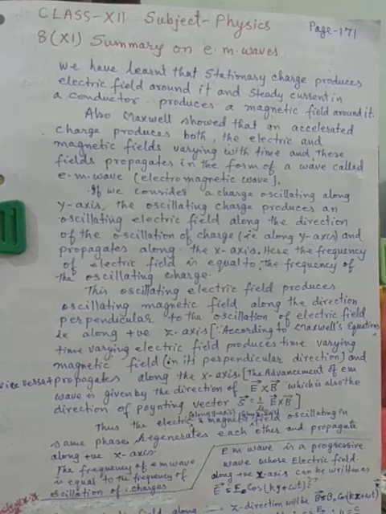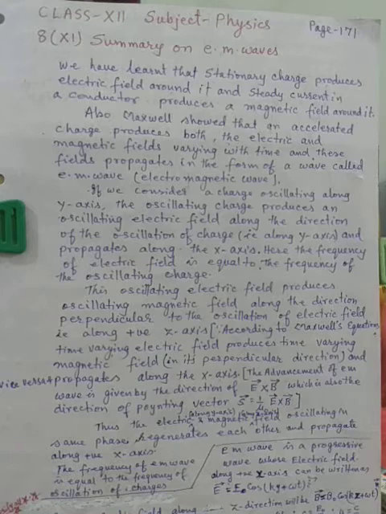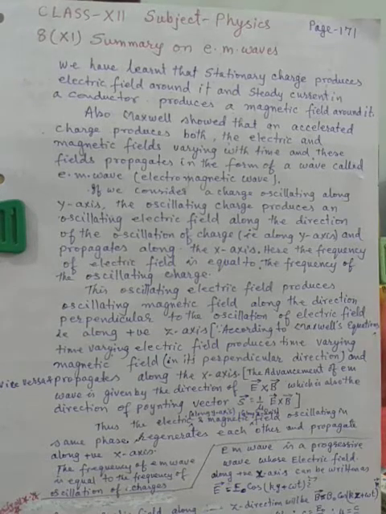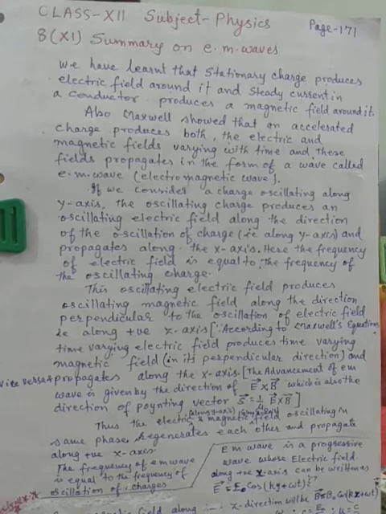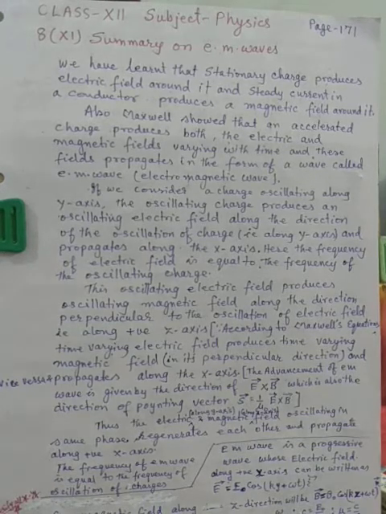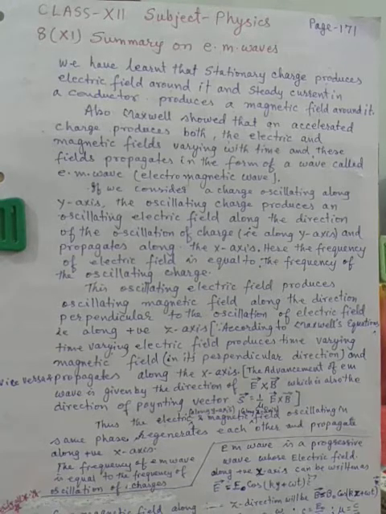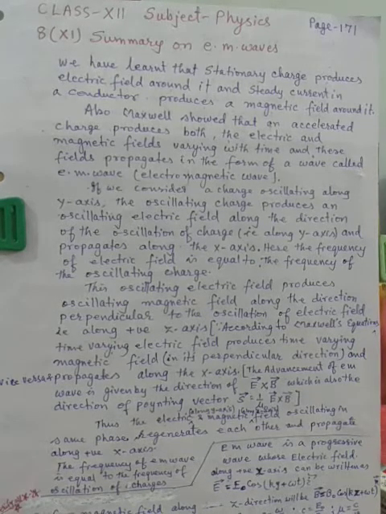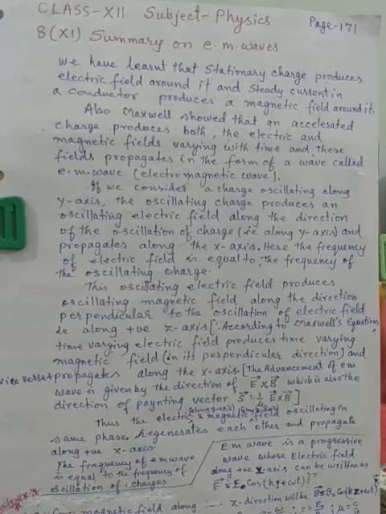Dear students, we have learned that a stationary charge produces an electric field around it and a steady current in a conductor produces a magnetic field around it. Also, Maxwell showed that an accelerated charge produces both electric and magnetic fields varying with time, and these fields propagate in the form of waves called electromagnetic waves.